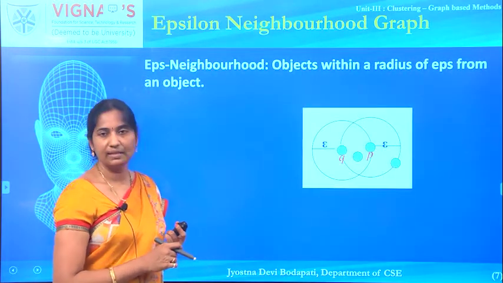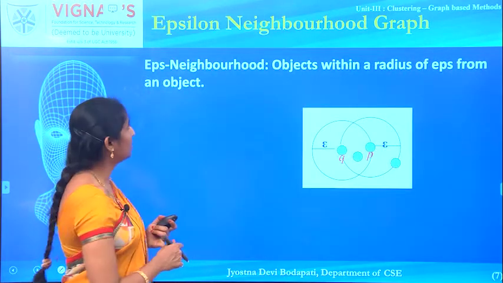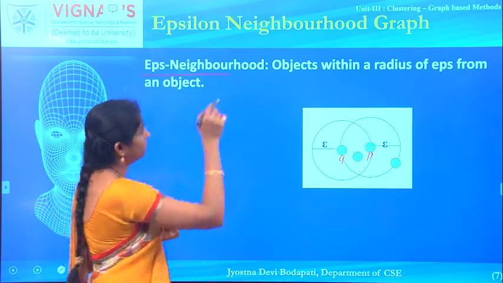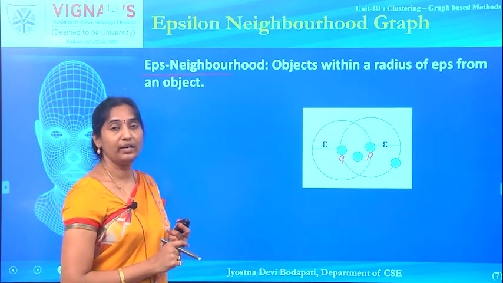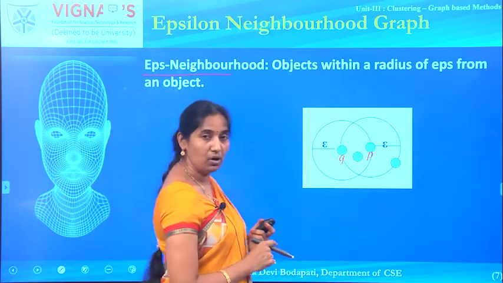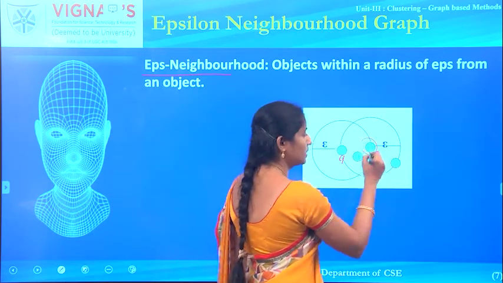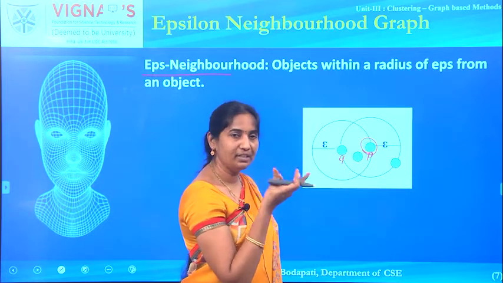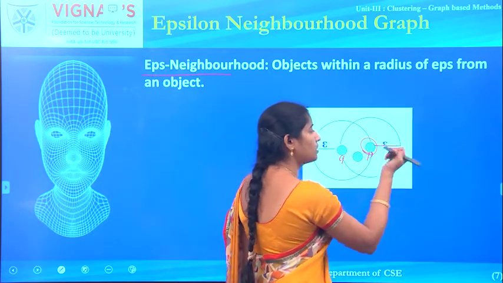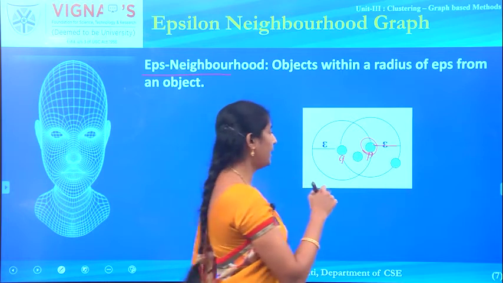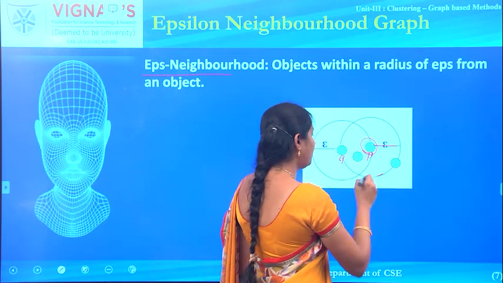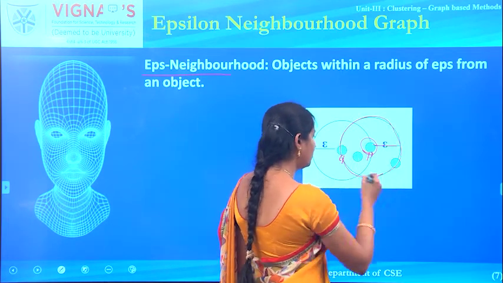And there is another approach to construct the graph, that is the Epsilon neighborhood graph, also called the Epsilon nearest neighborhood graph. In this Epsilon neighborhood graph, from every object, consider this graph. I define the epsilon value, of course, this epsilon is also a predefined value, and I define a radius from this object.